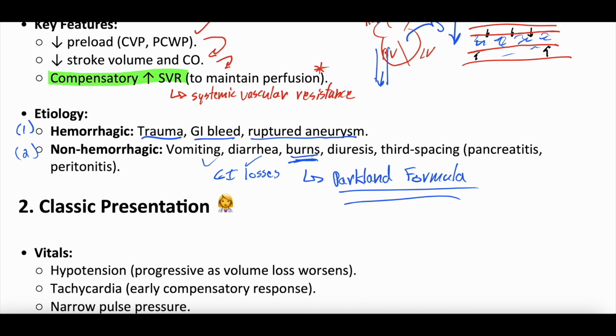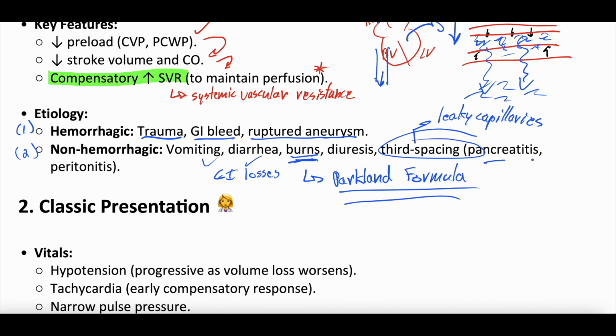Third spacing is another one people talk about. This is when inflammation leads to leaky capillaries, and leaky capillaries then third space the intravascular volume into the interstitial space, right? So if all these are leaky and this volume's leaking out into the tissues, you'll have less intravascular volume because all that volume is leaking out into the tissues. It's third spacing. Pancreatitis is a big one. Peritonitis, really any significant itis that causes systemic inflammation can lead to third spacing. So the etiologies of hypovolemic shock tend to be hemorrhagic or non-hemorrhagic.